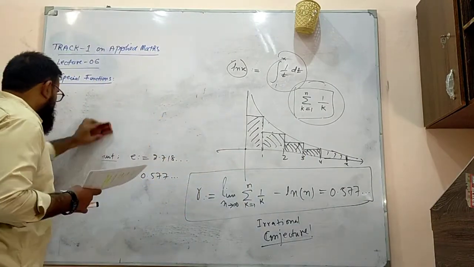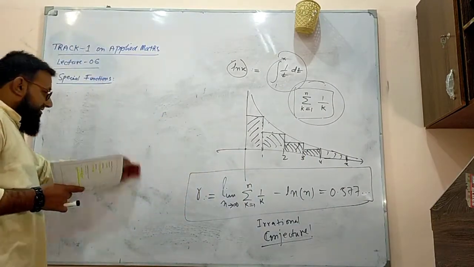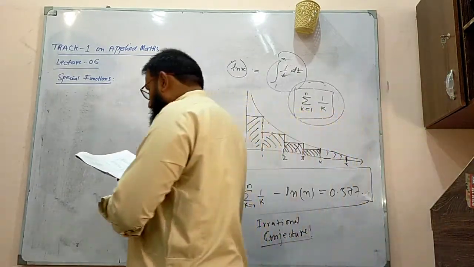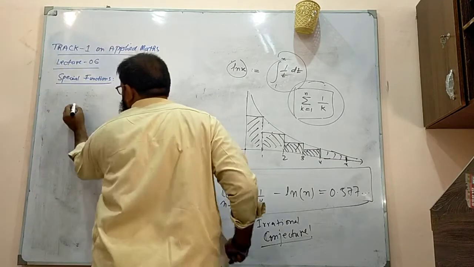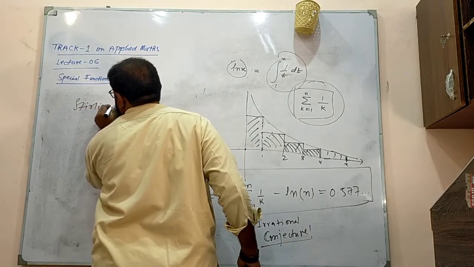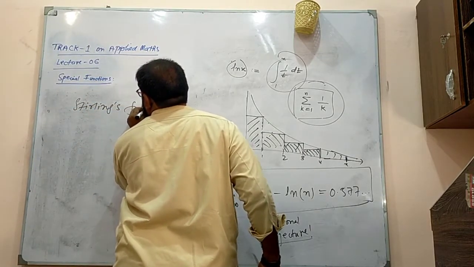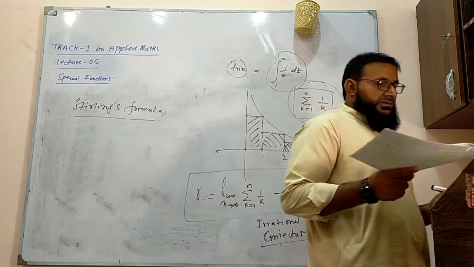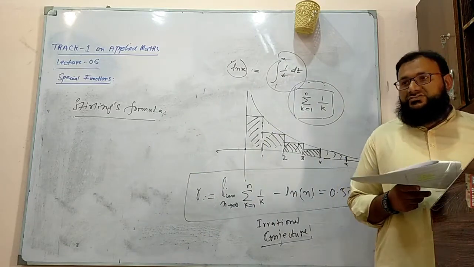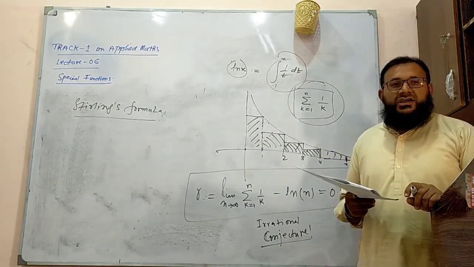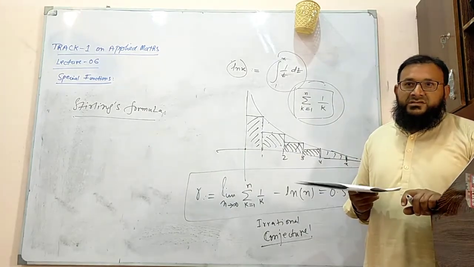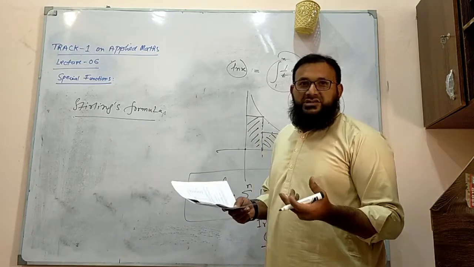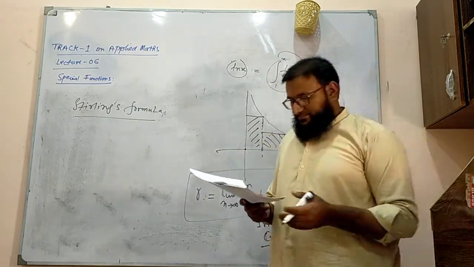Okay, one last thing about the gamma function, then we are going towards the beta function. And the last thing is what we call Stirling's formula. It is the formula which is used to find the factorial for very large values. For example, when you find 100 factorial, it's going to be a very difficult task to calculate. Even in computers, 100 factorial, 200 factorial is going to be a very difficult job.